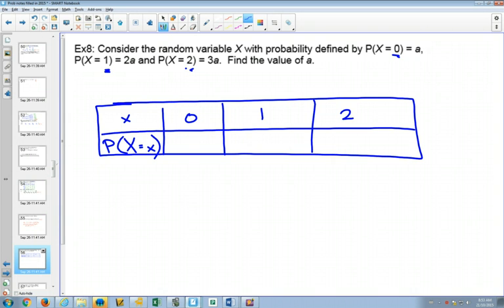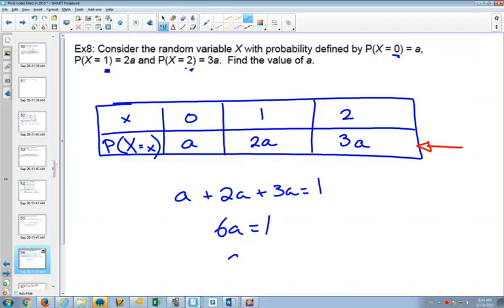And the probability of it equaling 0 is A. Probability equals 1 is 2A. And the probability it equals 2 is 3A. So we need to find out A. How can we set up an equation or something to figure that out? So again, what do all those have to add up to? 1. So if we take A plus 2A plus 3A equals 1, we find out that A has to be 1/6.